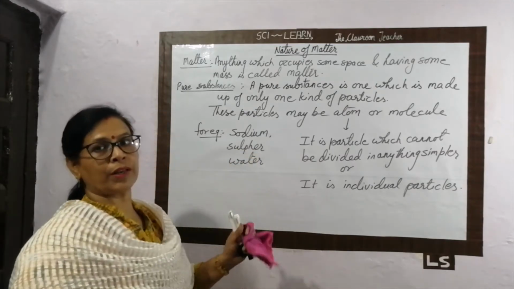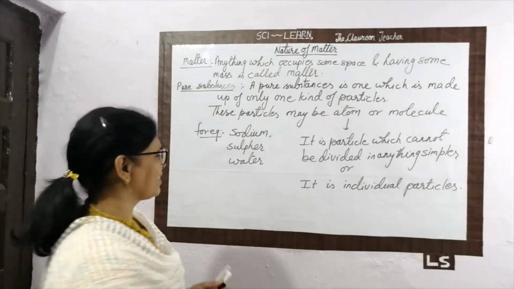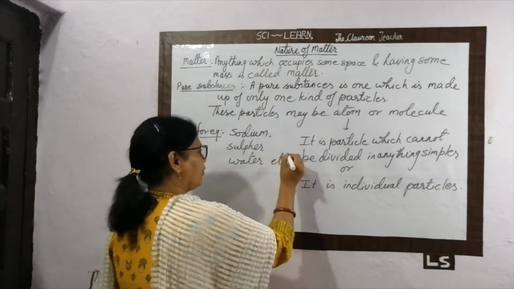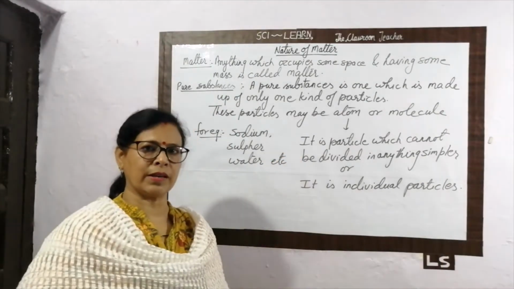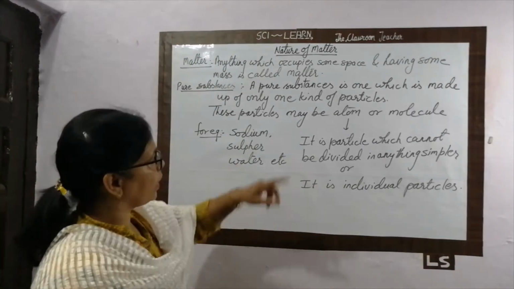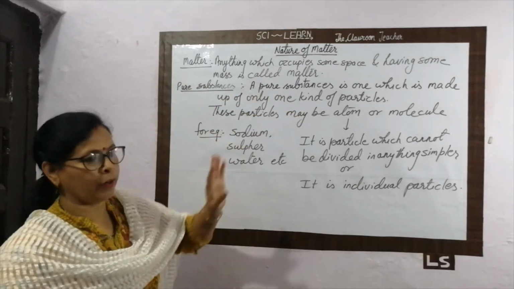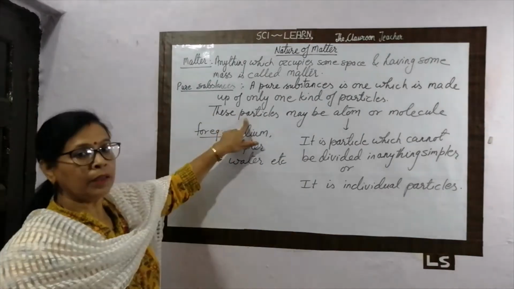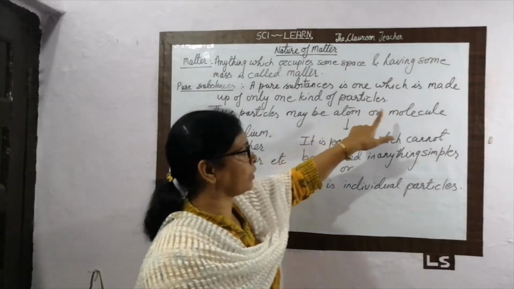Among these, two are elements and one is a compound. There are lots of examples, and when we complete the topic, we have a lot of examples to explain. So what is a pure substance? A pure substance is made up of only one kind of particle, and a particle may be an atom or a molecule.